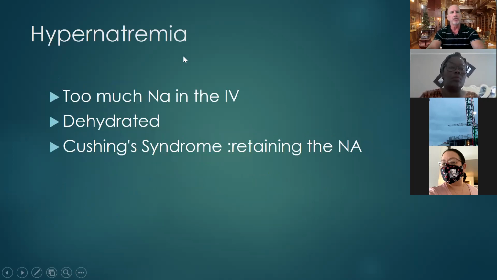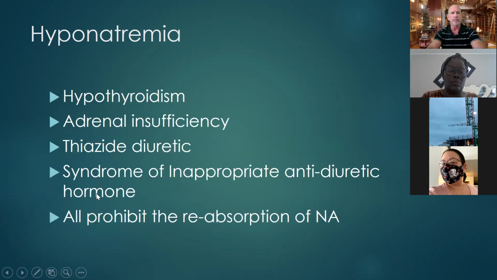What can cause salt to be too high? Too much sodium in the IV. Dehydration, because if you lose water without losing the salt, then of course your salt level is going to go up in your bloodstream. Logic. A lot of electrolytes are affected by different hormone systems. When you study the hormonal system, or endocrinology, you'll learn how this affects everything. But somebody with Cushing's syndrome has a tendency to retain sodium.